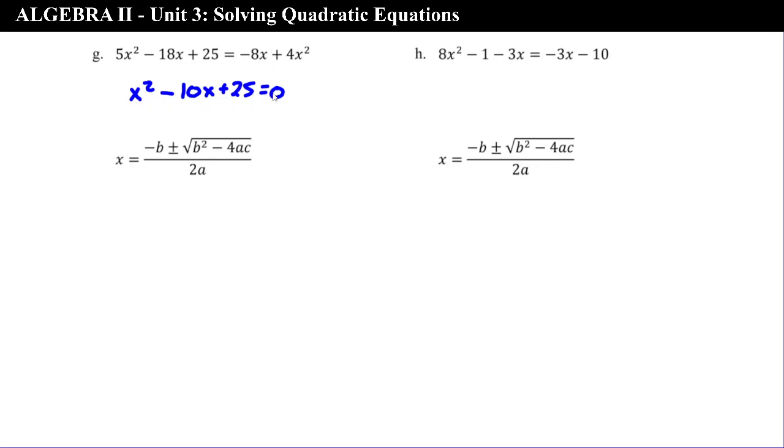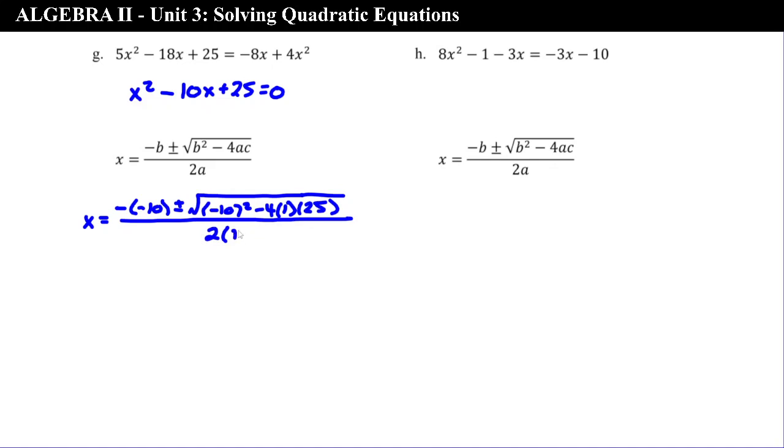Now you may recognize this as a perfect square, and it is, but let's use the quadratic formula. So we have x equals the opposite of b, so the opposite of negative 10, plus or minus the square root of negative 10 squared, minus 4, a is 1, c is 25, over 2 times a, which is 1. x equals 10 plus or minus. So when you do everything under the square root, you end up with the square root of 0.